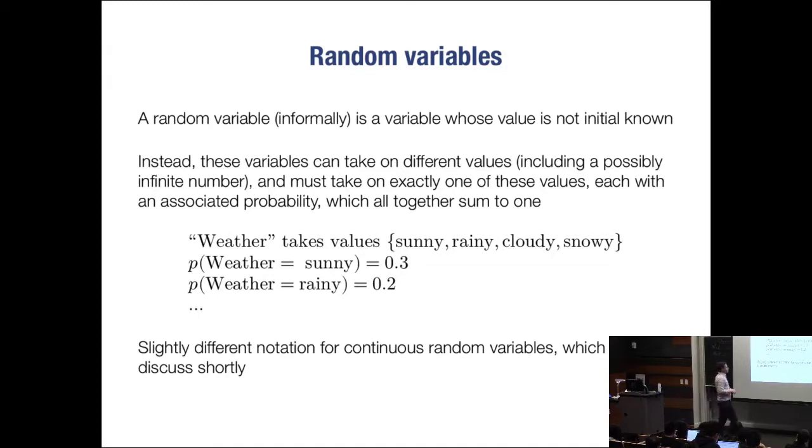And we might say that it takes on the values of sunny, rainy, cloudy, or snowy. These days it could be all of those. I have no idea what it's going to be. And maybe the probability that sunny is 0.3, probability that rainy is 0.2, et cetera. And each of these, of course, is a number that assigns a probability to it. It probably has to sum up to 1.